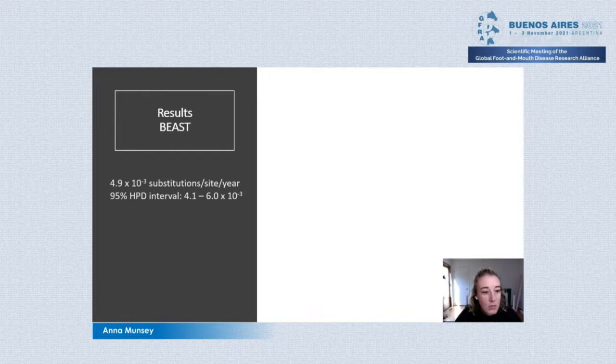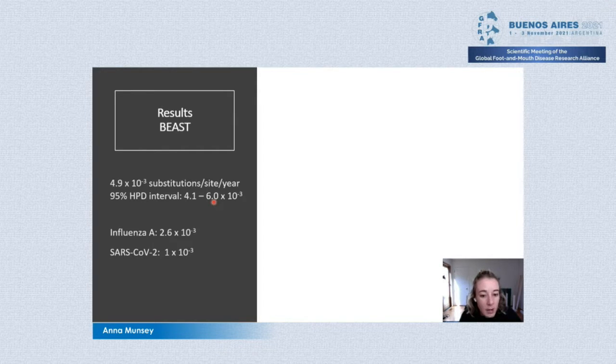The substitution rate for this analysis for the VP1 segment was 4.9 times 10 to the negative 3 substitutions per site per year, with the confidence interval shown here. For comparison, this is a higher substitution rate than both influenza A, which is the virus that commonly causes seasonal influenza, as well as for SARS-CoV-2.